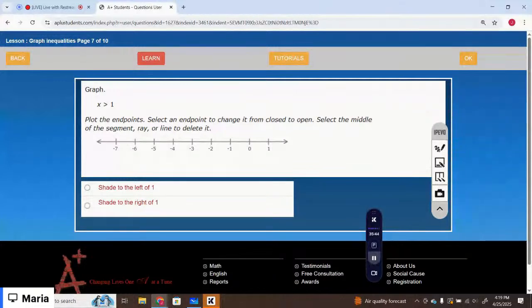X is greater than 1. Shift to the right of 1. Option number 2 is the correct option.